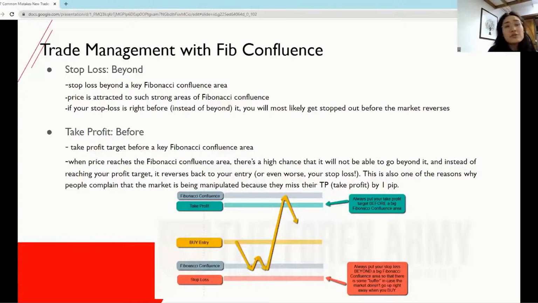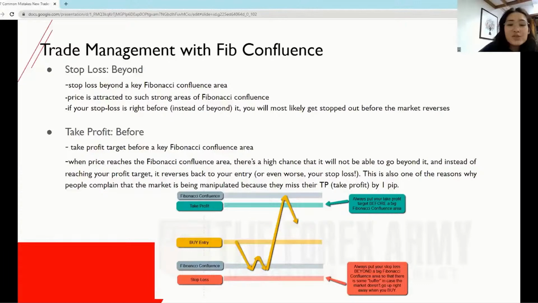So here we have trade management with FIB confluence, but this is basically applicable for any kind of area that we're talking about that involves take profit and stop loss, not just for Fibonacci. Okay, so stop loss beyond means you should always put your stop loss beyond a key confluence area, or as we mentioned earlier, a key support or even resistance area.